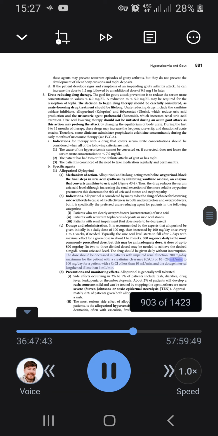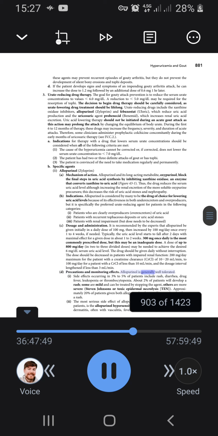1 milliliters/min to 100 mg/day for a patient with a CrCl of less than 10 milliliters/min, and the dosage interval lengthened if less than 3 milliliters/min. D. Precautions in monitoring effects.